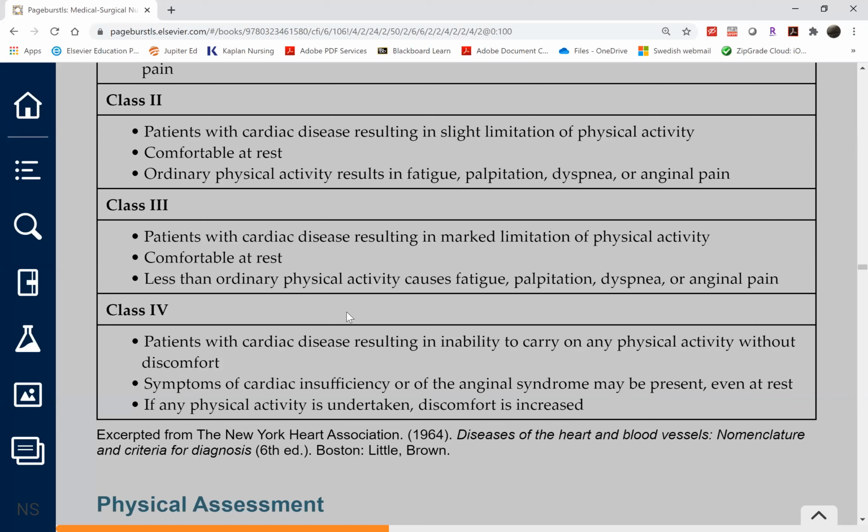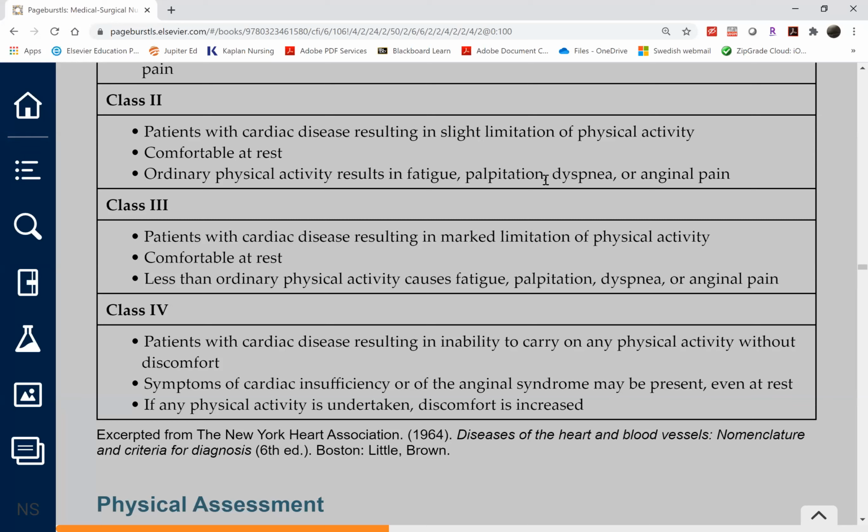So class 2, we know that ordinary physical activity results in fatigue, right? So the patient is 36 weeks. So she's 1 week away from her due date. So the question was, what will you expect to be done during this visit? What do you think?